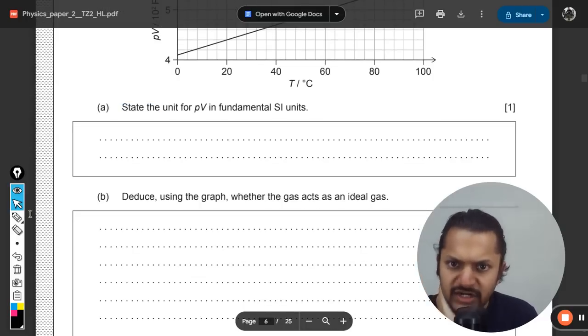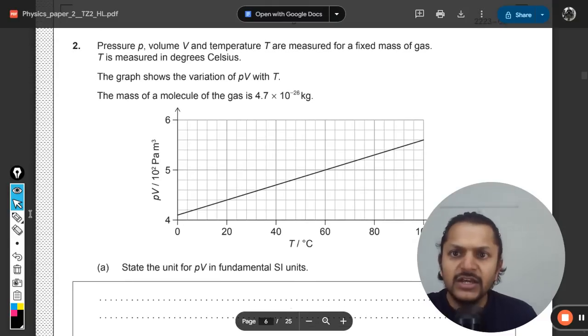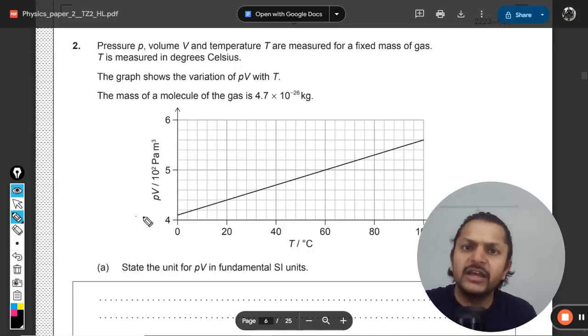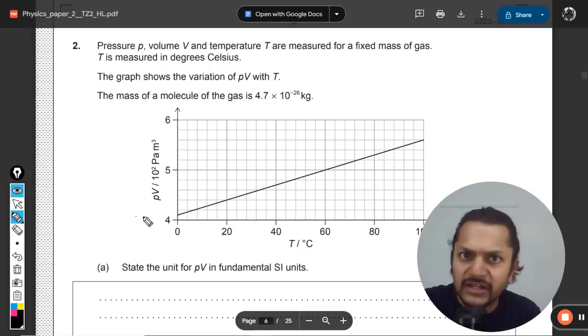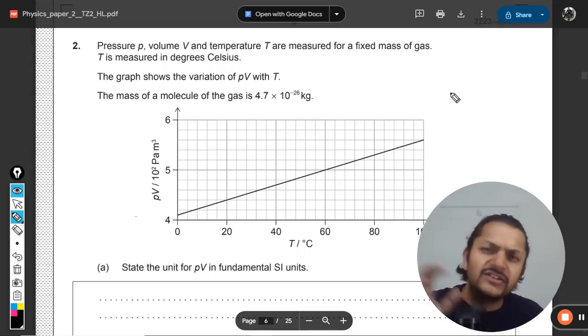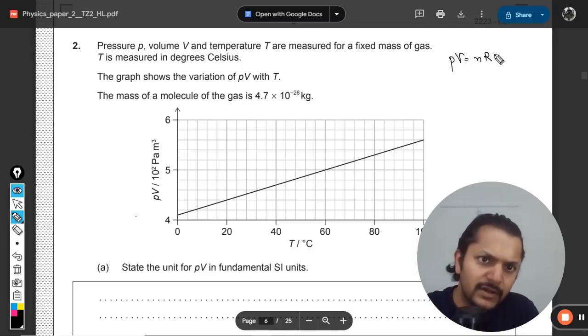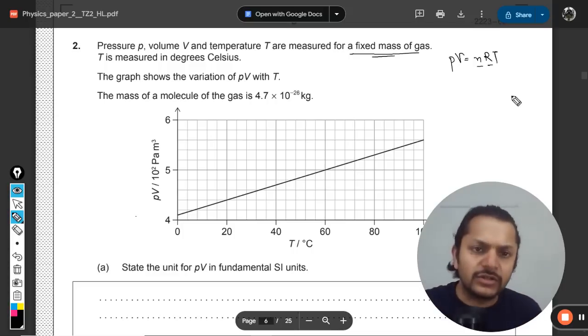Deduce using the graph whether the gas acts as an ideal gas or not. Okay, so it's not given that it is a thermodynamical process or something, and this is not from the optionals, so I will not be going into details there. The only thing is that this is from topic 3, so there is no condition, so PV is equal to nRT, that's it. Clearly n and R, it is given that the mass is fixed, it means the number of moles is fixed, and R is the universal gas constant, so nR is constant.